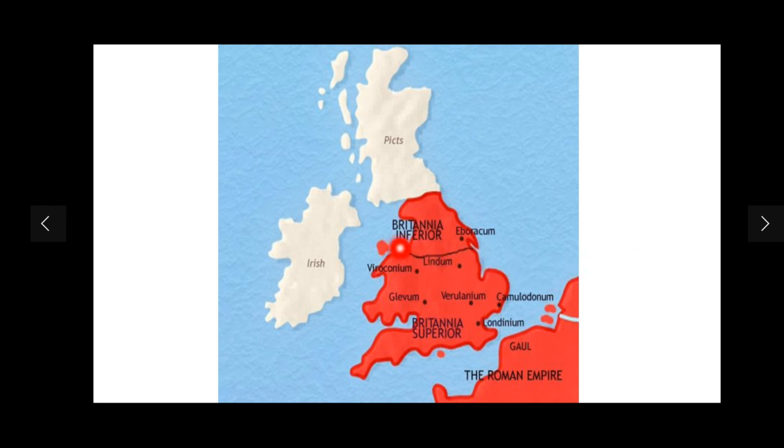So you can see that Ireland and Scotland were not part of the great Roman Empire. Only Britain was part of the great Roman Empire. You can see here where the Picts were settled and where the Gaels were settled. The Gaels settled in Scotland while the Picts settled in Ireland. So these parts were not part of the great Roman Empire. Only Britain was part of the great Roman Empire.